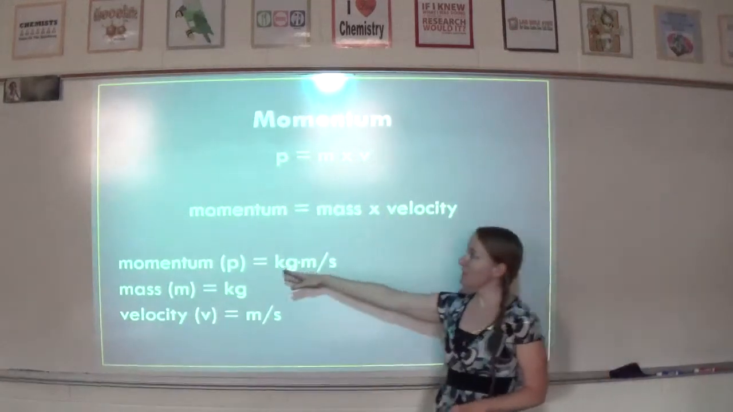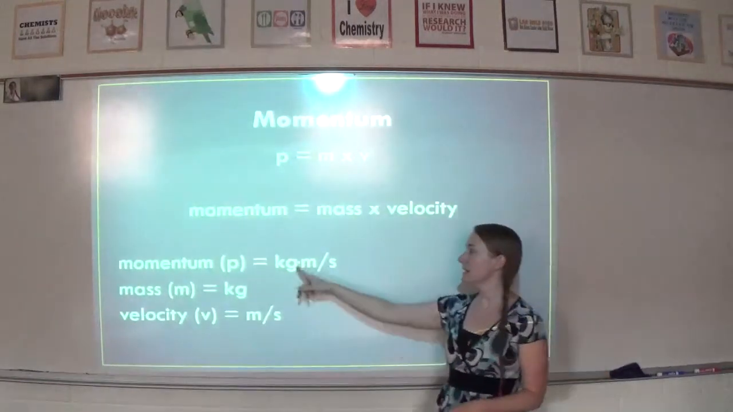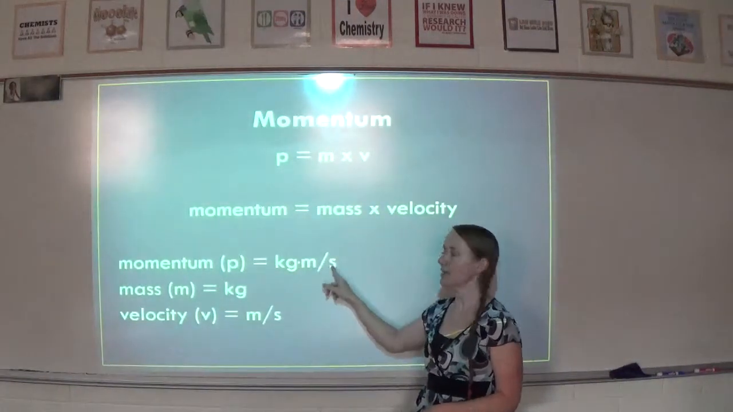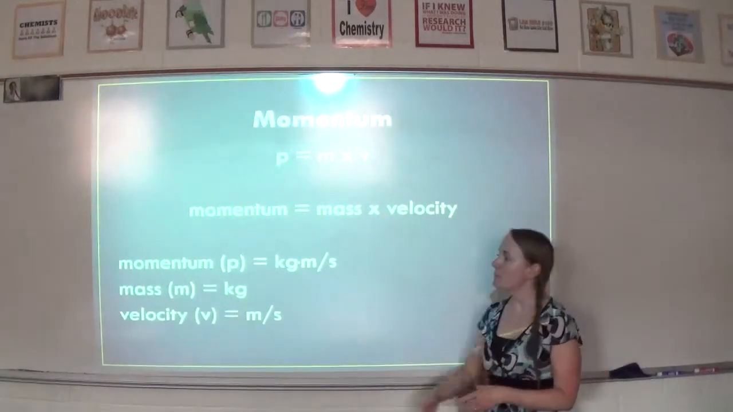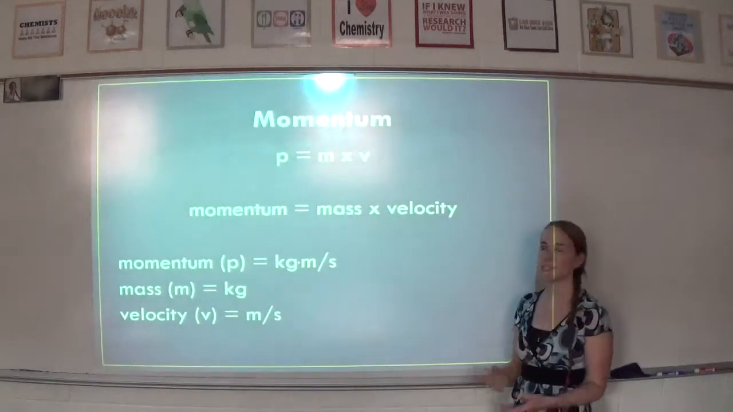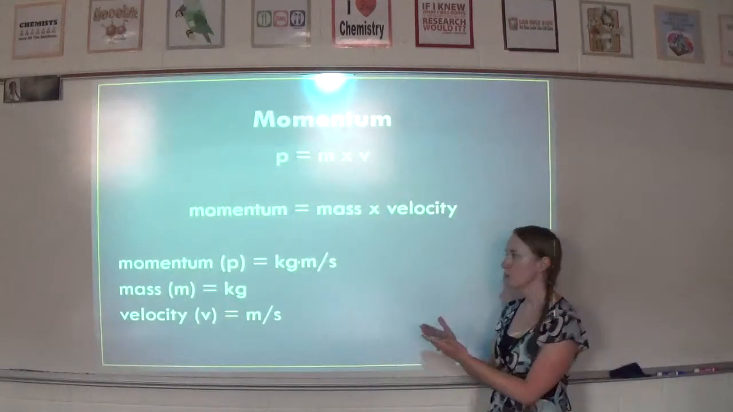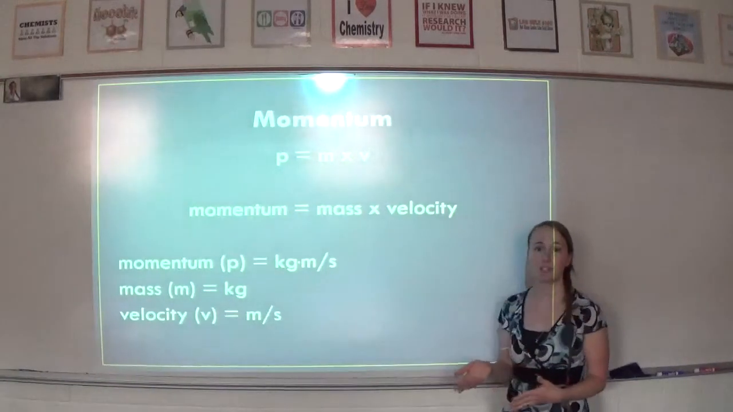Momentum, P, has some weird units like we talked about with force. It's a kilogram times meter per second, but it doesn't have its own special unit like newtons. Mass, as always, needs to be in kilograms, and velocity, as we already know, is in meters per second. When you multiply those two together, nothing cancels, so you're just left with kilograms times meters per second.